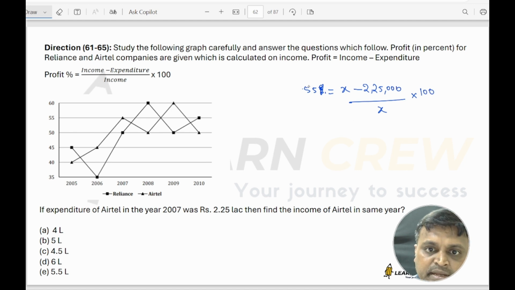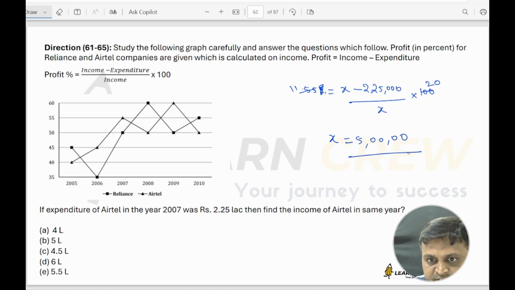If you simplify here, it becomes 11 times and 20 times. So now I can simplify: 20x minus 11x is 9x. 9x is equal to 20 into 2,25,000, which is 45 lakhs. So I will get x as 5 lakhs. After simplification, I got x as 5 lakhs. So the answer is 5 lakhs.